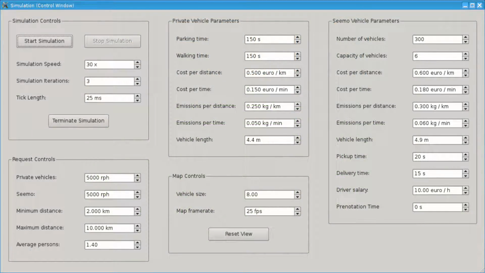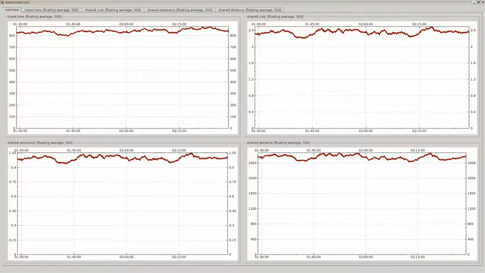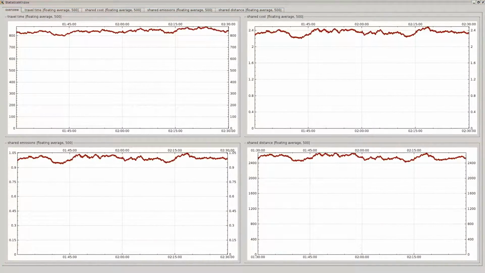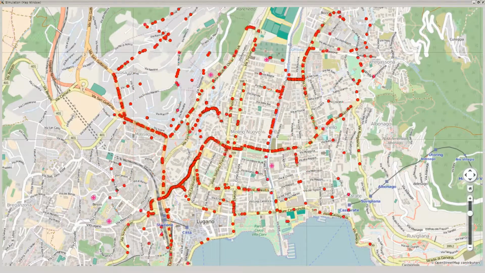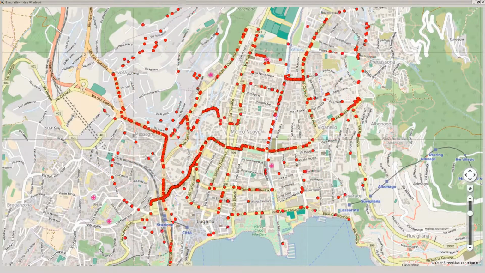The first one is used for setting the parameters which can be changed throughout the simulation. The second one visualizes different statistics, such as travel times, emissions, and cost. And the third one shows the actual traffic simulation on real-world map data.